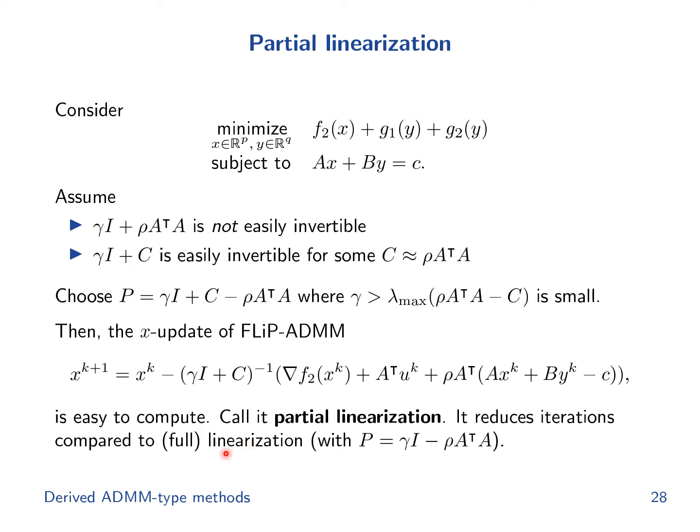Compared to full linearization, to cancel out A transpose A in the quadratic using this P, or cancel out B transpose B using a Q matrix that we saw in the previous two slides, this update reduces the total flip iterations because gamma is relatively small and we are inverting something that's close, essentially close to what we want to invert originally.